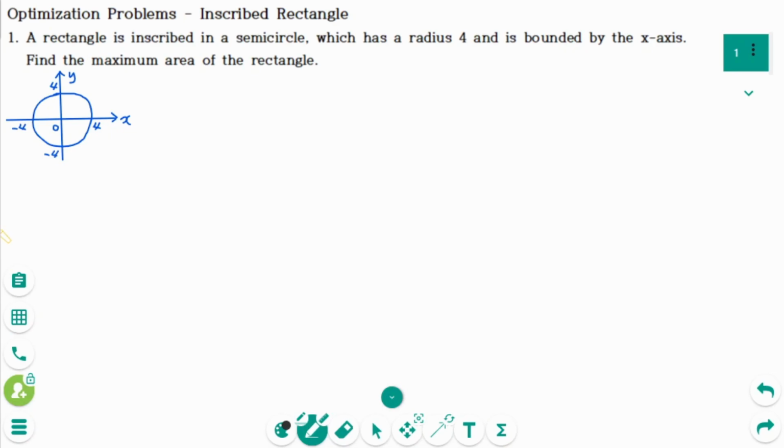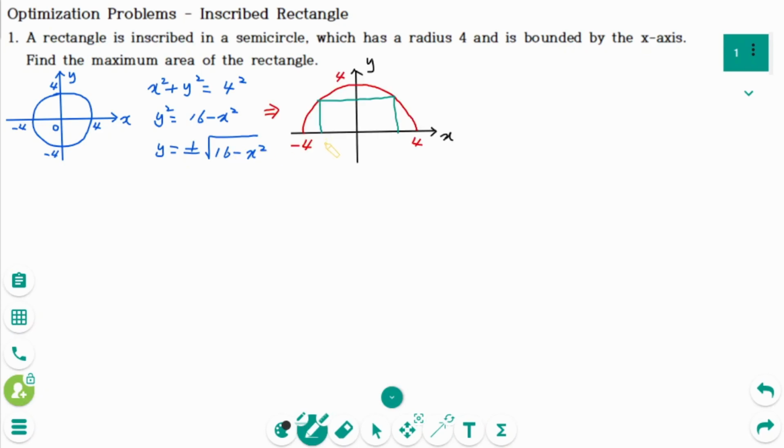The equation for a circle with a center at the origin and radius of 4 is x squared plus y squared equals 4 squared. Then y squared equals 16 minus x squared. y equals plus minus square root of 16 minus x squared. The rectangle is inscribed in the semicircle. Let this point in quadrant 1 be (x, y). A semicircle has an equation y equals square root of 16 minus x squared.